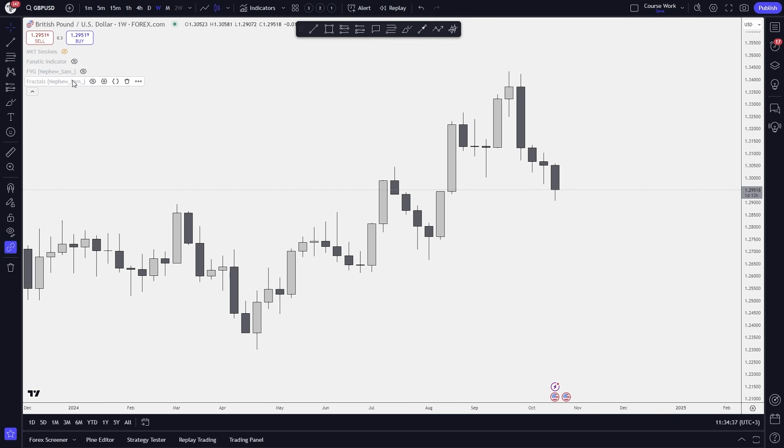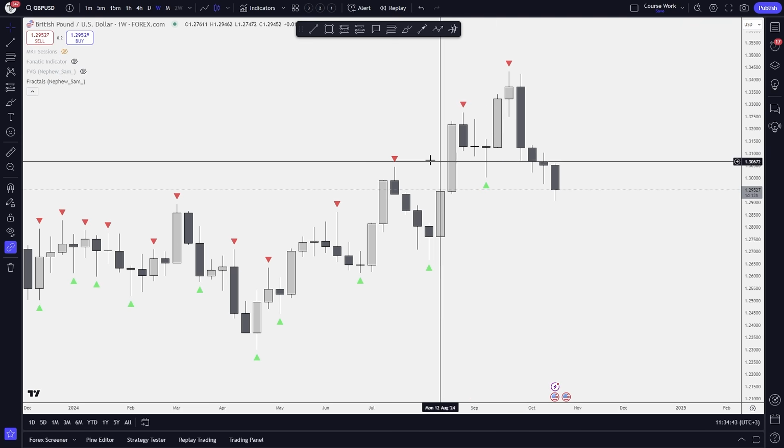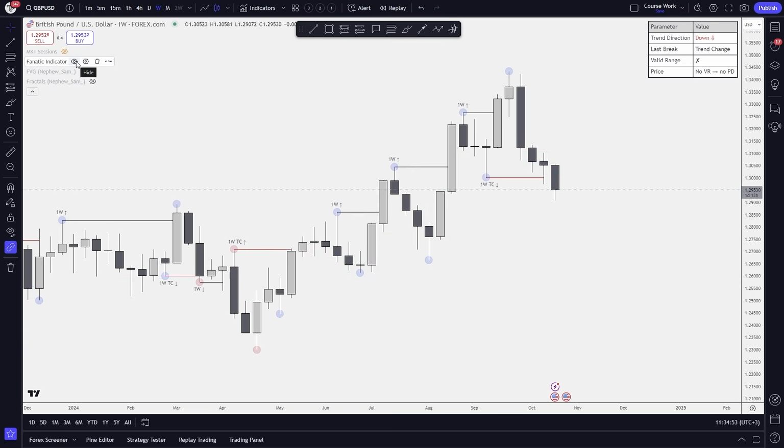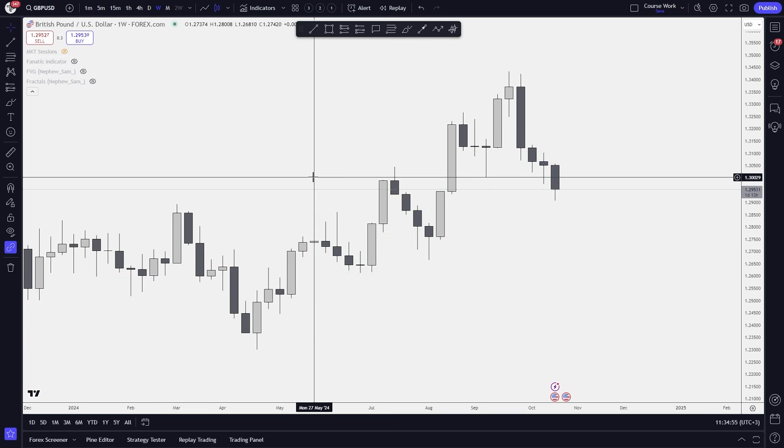So there are 2 indicators that you can use. The first one is the fractals by Nephew Sam. This is gonna mark those fractal highs and lows that I told you about. And then you have the FVG by also Nephew Sam. If you don't know how imbalances work, that is an indicator to save you. I also have the Fanatic indicator for market structure, but that is not available publicly.